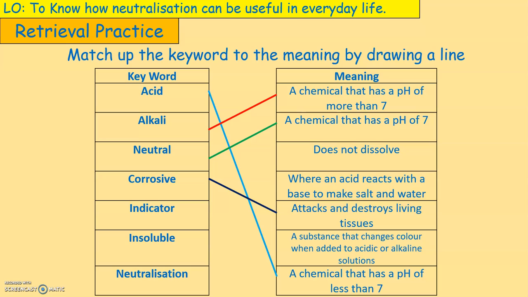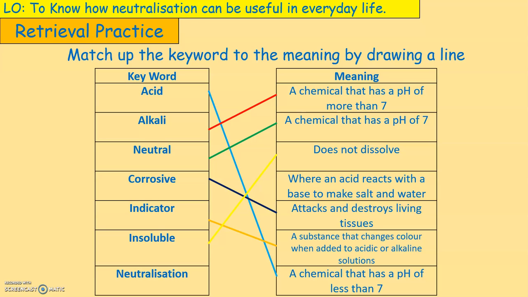This was among some of the things that we actually see when we perform an experiment, or some of the chemicals that we use. Now, the next keyword is called indicator. What does indicator show? Now, an indicator is actually a substance that changes color when added to acidic or alkaline solution. Now, the next keyword is actually insoluble. What does the word insoluble mean? Now, insoluble actually means something that does not dissolve at all.